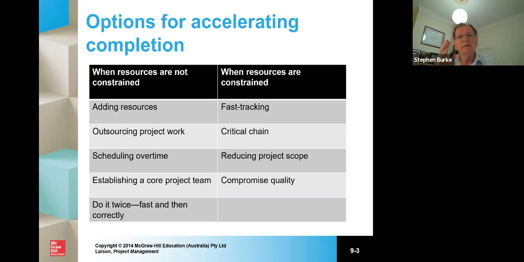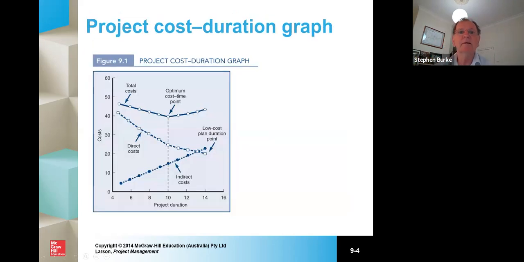And when resources are constrained, that is, when you simply cannot increase the resources, then you might need to fast track things. You start to get rid of lag times and slack times. You might look at your critical chain and follow that through and see what we can shorten there. You might say, well, this project scope has to be reduced. We will do less. And you might want to compromise quality. Remember the iron triangle: cost, quality, and time. We prefer not to do that, of course.